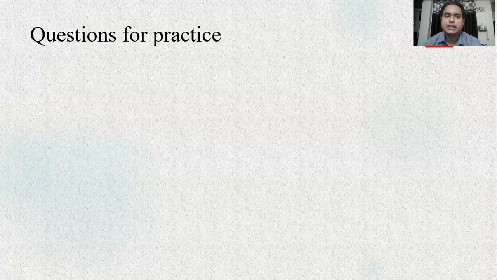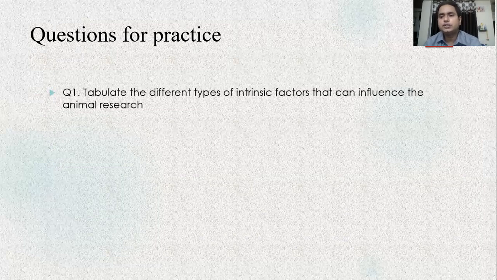Now there is a question and answer session, and I am giving you some questions for practice at home. Do your homework: search Google and the internet, or refer to any research or review paper or case study to answer these questions. The first question is to tabulate the different types of intrinsic factors that can influence animal research, although I have discussed them briefly.